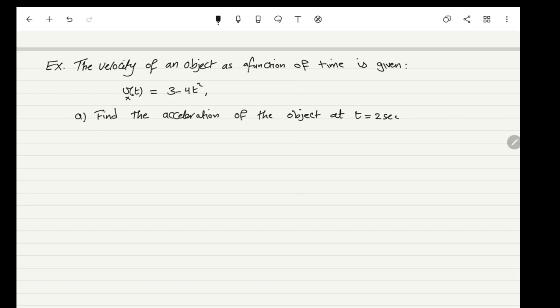Vx of t equal to 3 minus 4t square. Find the acceleration, or instantaneous acceleration, it's the same, of the object at t equal to 2 seconds. Now, acceleration is the first derivative of v with respect to time. So a, in this case here, equal to dv by dt, which equals minus 8t. So a when t equal to 2 seconds equals minus 16 meter per second square.